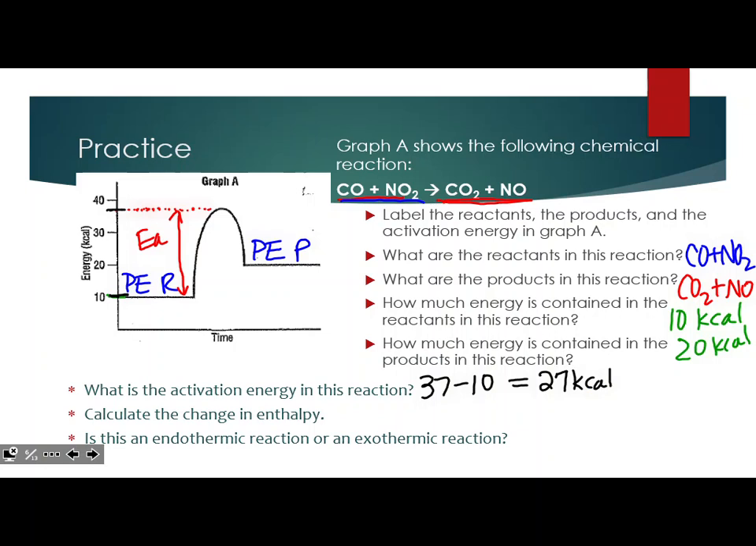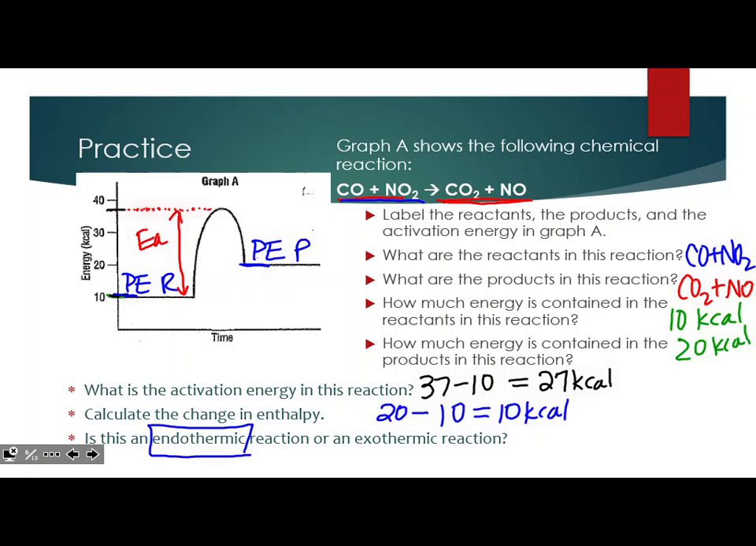Calculate the change in enthalpy. So what do I look for to calculate my enthalpy change? Here is the products, which was how much? 20 minus the reactants, which is 10. So in this case, it's going to be 10 kilocalories. And it's a positive value. So what does that also tell me about my reaction? It is going to be endothermic. It's a positive delta H. The product line is higher, so I know this one is endothermic. Any questions on that?